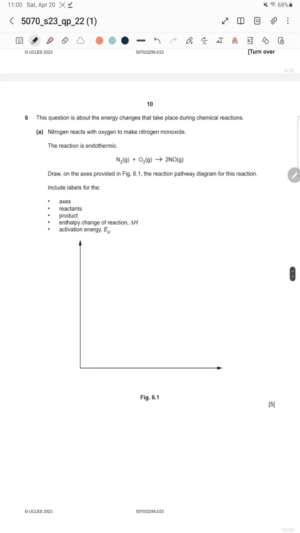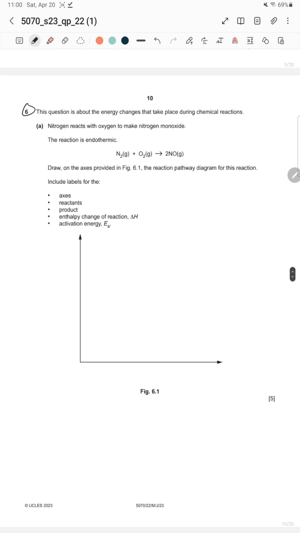So now students, question number 6 is from the topic chemical energetics, and you have to draw the energy profile diagram. What the examiner wants you to draw: the axes, you have to label the axes, reactants, products, enthalpy change and activation energy. All these things you have to label correctly.